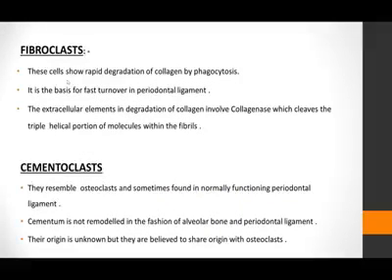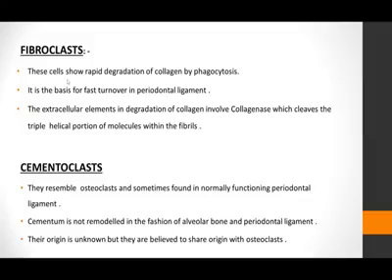The next resorptive cells are the fibroblasts. These cells rapidly degrade the collagen that they produce by phagocytosis, and they form the basis of the rapid turnover of the periodontal ligament because they provide the machinery for degradation of collagen as well. The extracellular element that helps in the degradation of collagen includes the collagenases, which basically cleave the triple helix assembly of the collagen molecules within the fibrils.